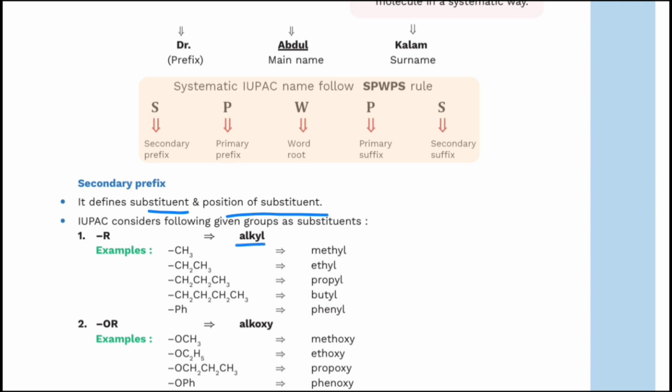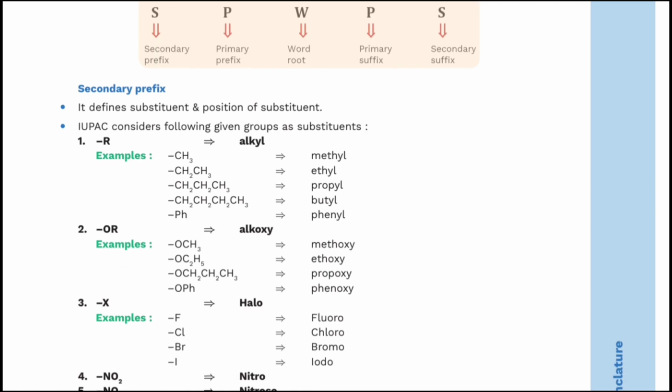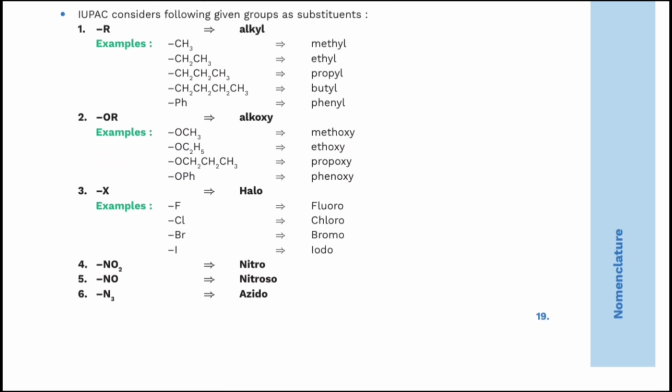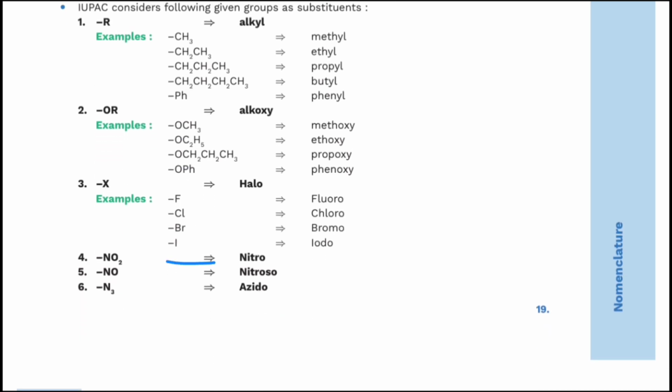So here we have the alkyl R group, CH3. This is methyl, and if 2 carbons, this is ethyl, 3 carbons propyl, 4 carbons butyl, and if a phenyl group is attached, then it is called phenyl. If an OR group or alkoxy group is attached, we write methoxy for 1 carbon, ethoxy for 2 carbons, propoxy, and phenoxy for phenyl. For halogens we use chloro, bromo, and iodo. For NO2 we use nitro, for NO we use nitroso, and for N3 we use azido.